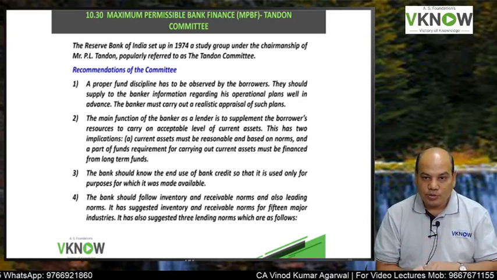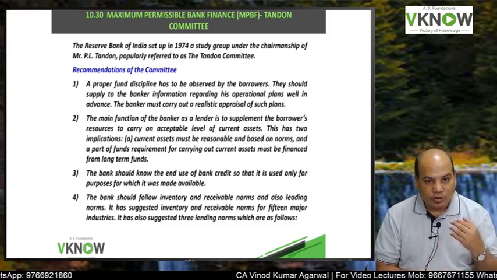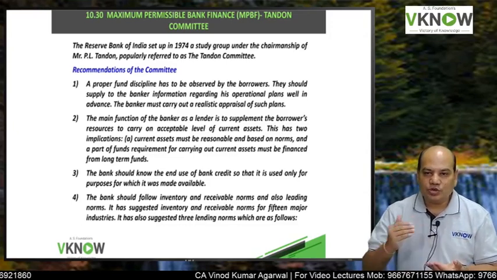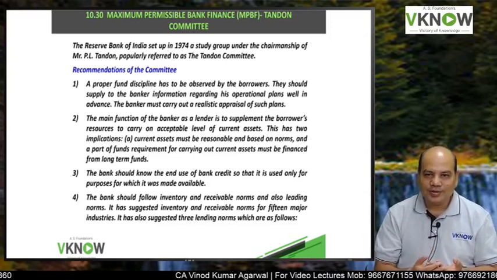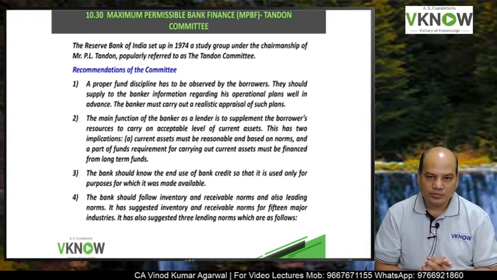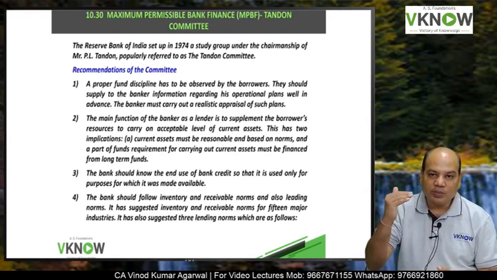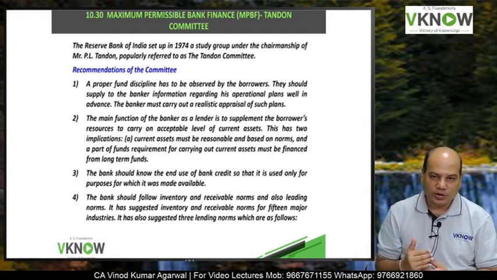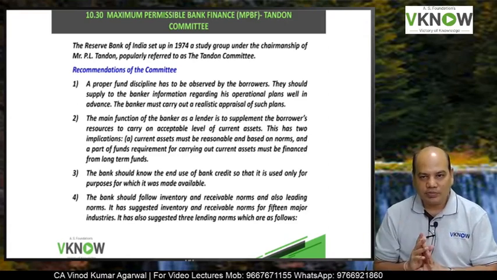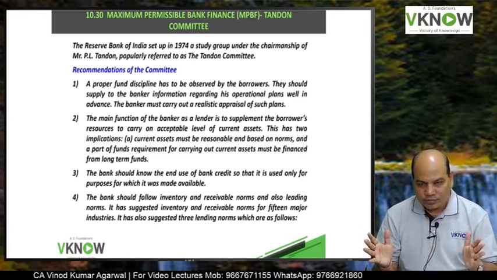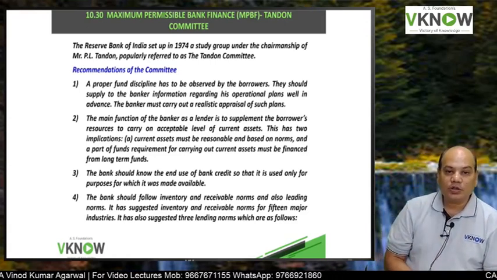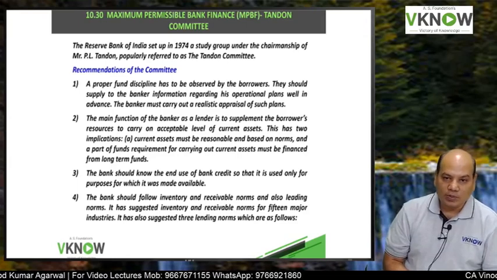Working capital should be financed by the businessman from his own sources. Bank should gradually, slowly reduce their exposure to working capital financing. So they have given three methods of working capital financing, which are called method 1, method 2 and method 3, which means these are the formulae. According to these formulae only, the bank is supposed to provide funds for working capital requirement.